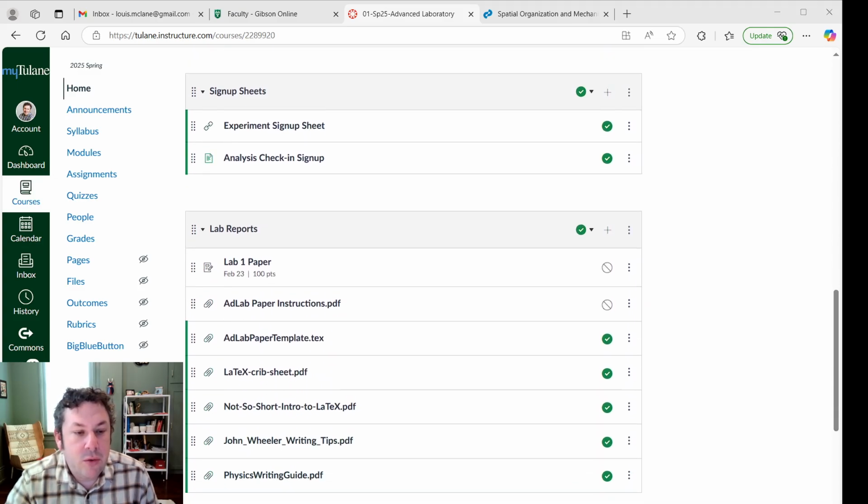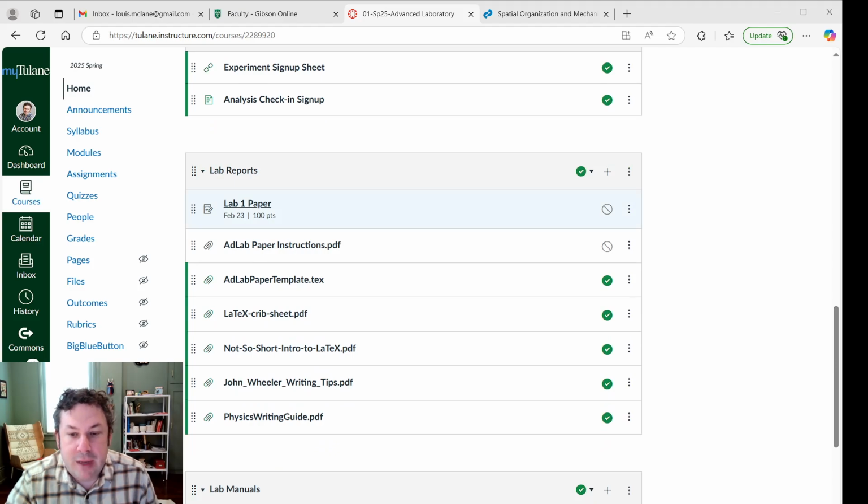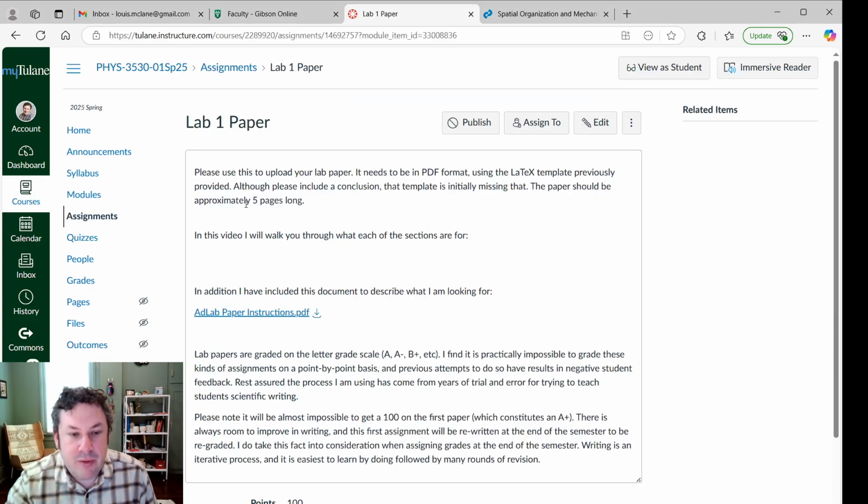If you go to the lab reports down here, there's a Lab 1 paper. It's not visible yet, but it will be for you guys. We'll click on it, and this is just briefly the assignment. This is where you're going to upload it. You're going to upload a PDF. It should be about 5 pages long. Could be a little bit more. That's okay. That's not a strict thing.